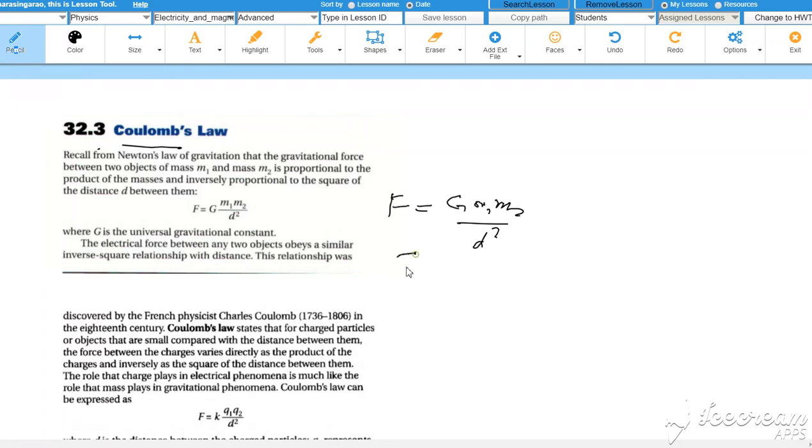The value is very small: G is 6.67 times 10 raised to negative 11 Newton meter square over kilogram square. This value of 10 raised to negative 11 is what makes the gravitational force very weak. We'll see at the end of the session that the electric force is much higher compared to the gravitational force, which is very weak in comparison.